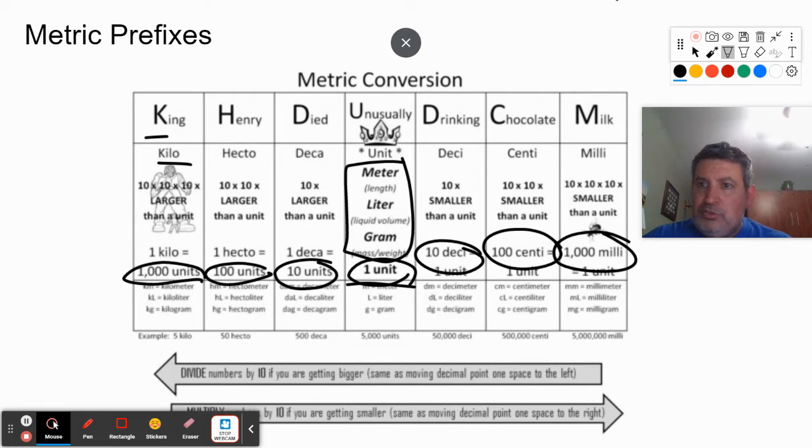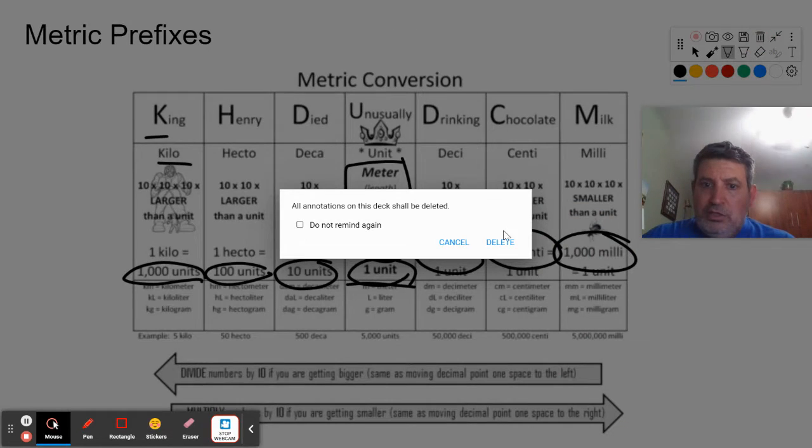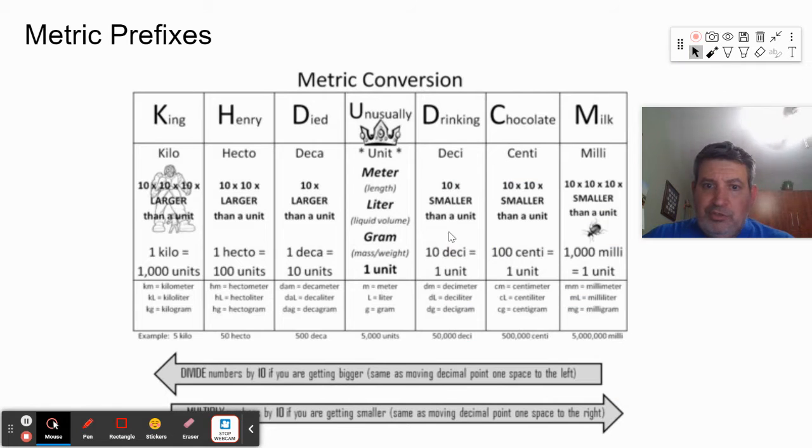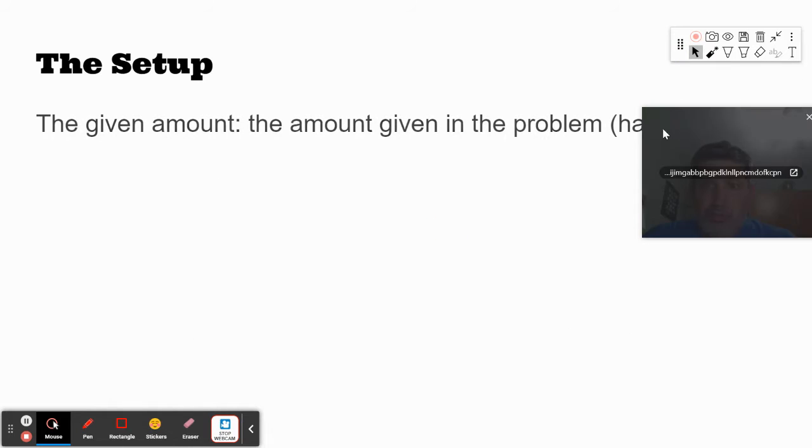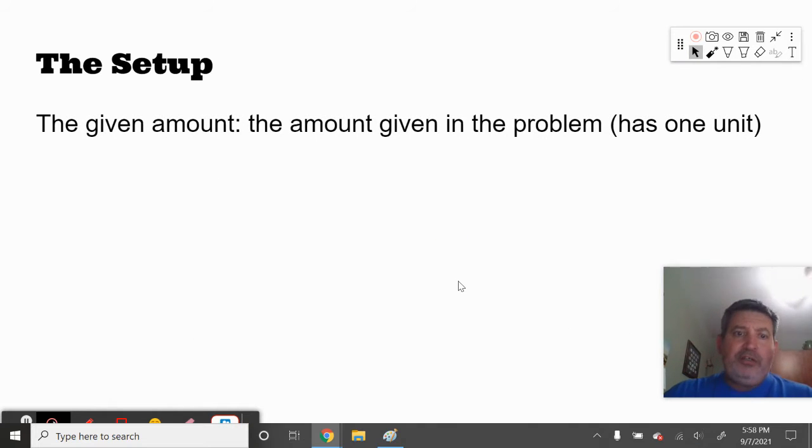So what is dimensional analysis is the question that we need to address first. So dimensional analysis, we have some definitions. We talked about this in class, but just to review, we have the given amount, which is what's given to you in the problem. Okay, and that has 1 unit, whether it's grams, liters, milliliters, kilograms, whatever. That only has 1 unit attached to the number.